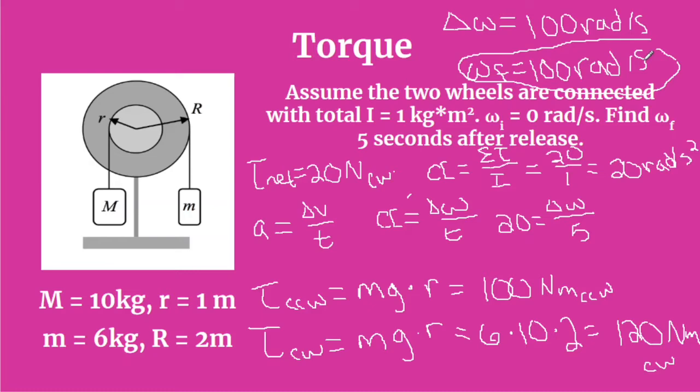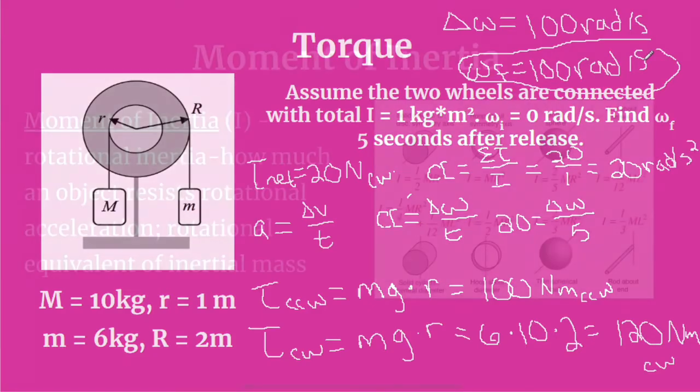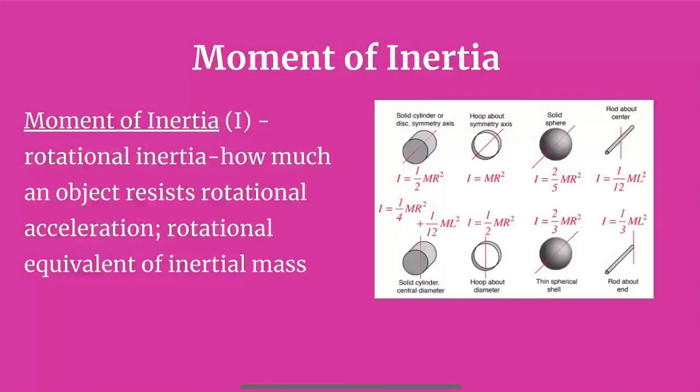So this is what we are working with. This is the kind of problems we are going to encounter. Let's keep moving. So as you've probably noticed by now from the equation and from the practice problems, when we're working with rotation, where we would usually see m in our linear problems, we're instead seeing I. So what does this mean?